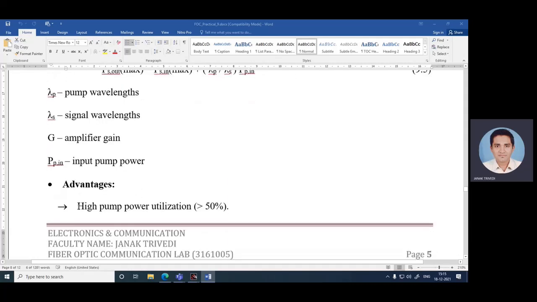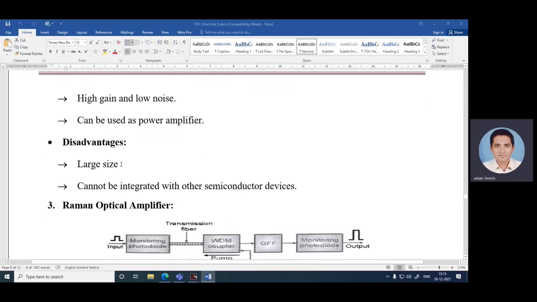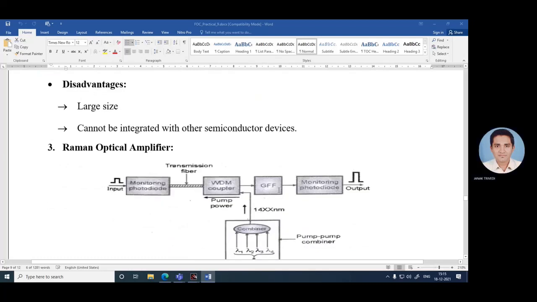Advantage: high pump power utilization, greater than 50%. High gain and low noise, can be used as a power amplifier. Disadvantage: large size, cannot be integrated with other semiconductor devices.